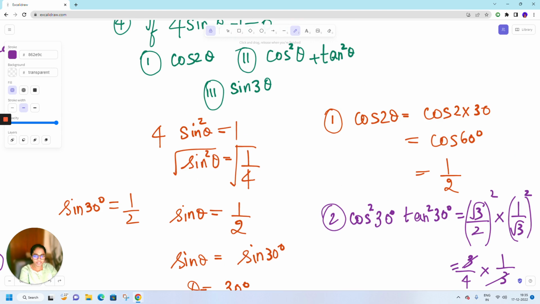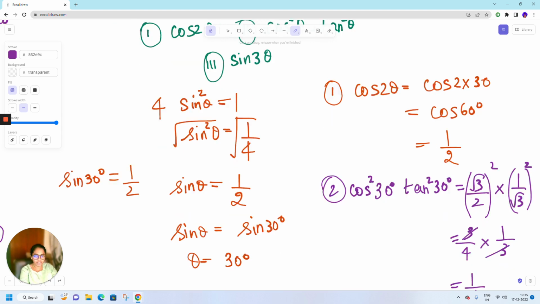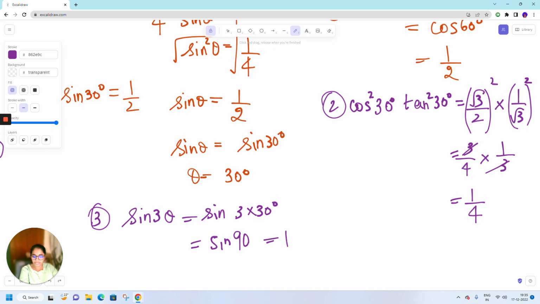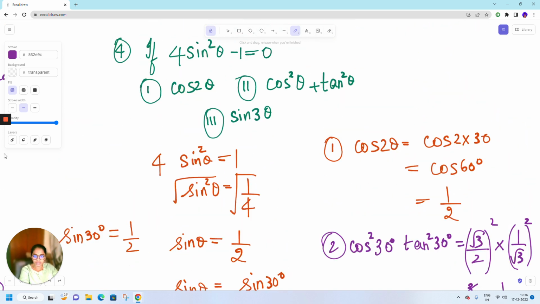Okay. Observe the third question. They are asking us to find sine 3 theta. Okay. The third one is find sine 3 theta. What is that? Sine 3 into 30. What is 3 into 30? 3 into 30 is sine 90. So this would be 1.